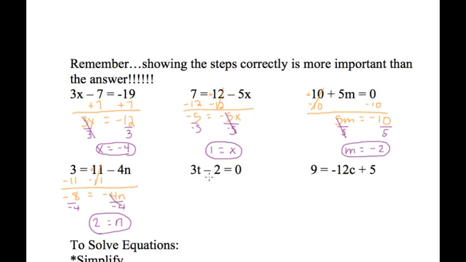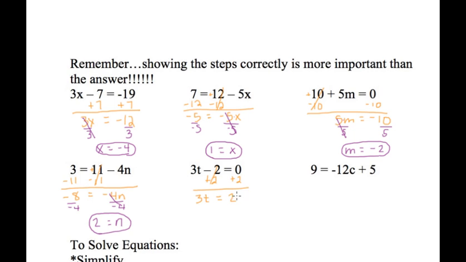Start on the side with the variable. Undo what's been done to it. I'll get rid of that timesing last. Remember, it's kind of reverse order of operation. So I'll add 2 to both sides. Bring down my 3t. This is gone. Bring down my equals. 0 plus 2 is 2.